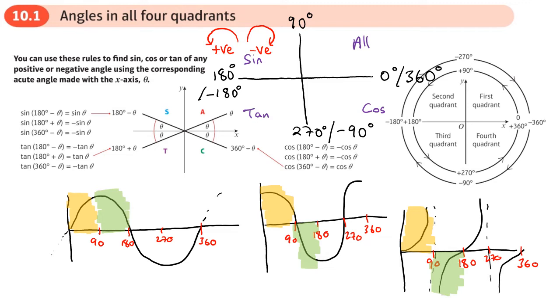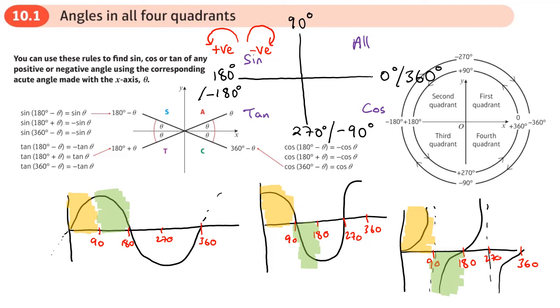Now, can you see the only graph which is positive between 90 and 180 is sine. So that's why in this CAST diagram, between 90 and 180, we have the word sine. This is telling us that this graph is positive. If I work out the sine, cos or tan of any value between 90 and 180, I'm going to get a positive answer. And then we can go around to the next part of the graph.